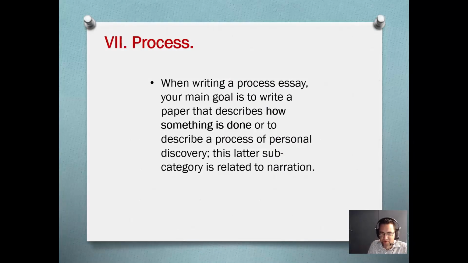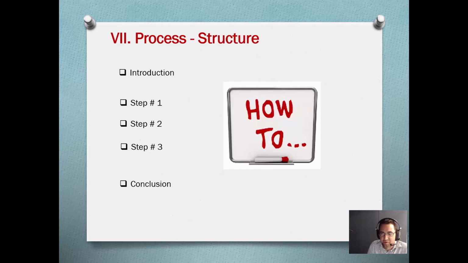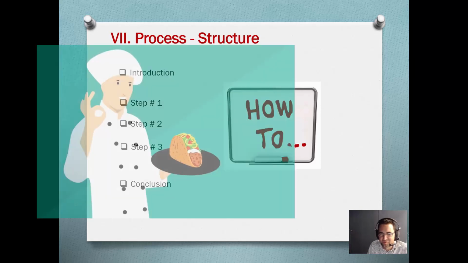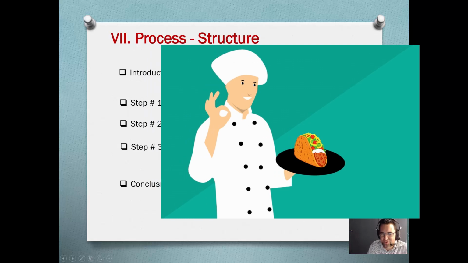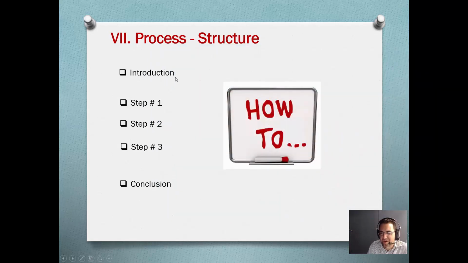The number 7 is the process essay. This one describes how something is done. So the process essay is very useful whenever you want to go step by step. For example, you can write an essay about how to cook, and then you may be wondering, how can I write an essay about cooking? Isn't that a recipe? Well, no, because the difference between a process essay about cooking, for example, and a recipe, you will have a position, you will have a reason why you want to explain people how to cook something.